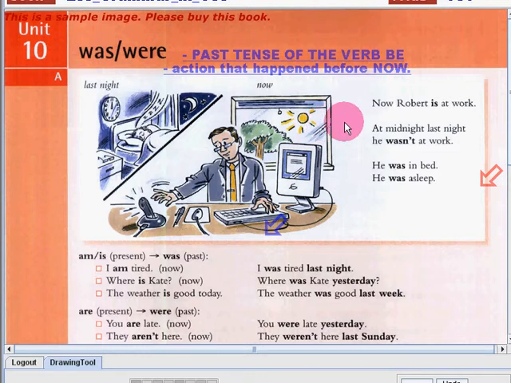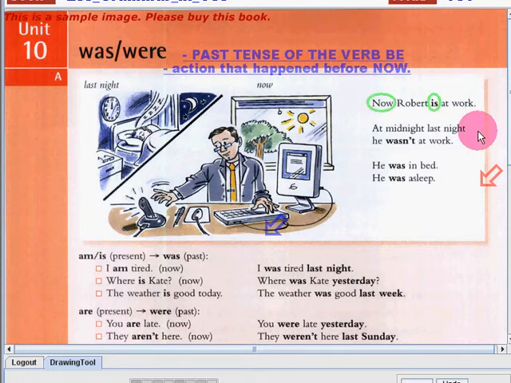This is Robert. We can see him, and this is what he's doing right now. This is what's happening to him right now. But we have another picture. This is what happened to Robert last night. Now, let's discuss the following sentences here. Let's read the first one. Now, Robert is at work.